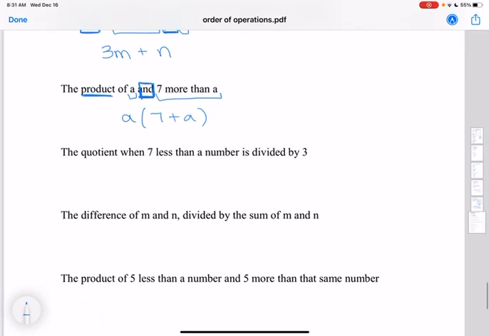The quotient. Okay, so the quotient, that means division. When 7 less than a number, so that's going to probably go in parentheses, right? 7 less than a number is, there's our separator word, divided by 3. So it's saying divided by, there's the 3. So we could have 7 less than a number. So x minus 7, all of that, because our separator came after that, is divided by 3.